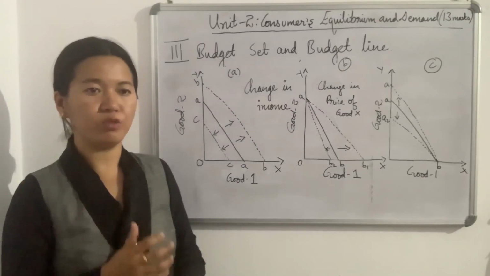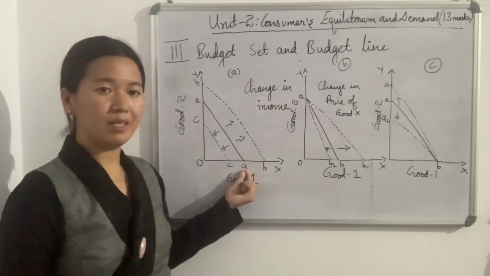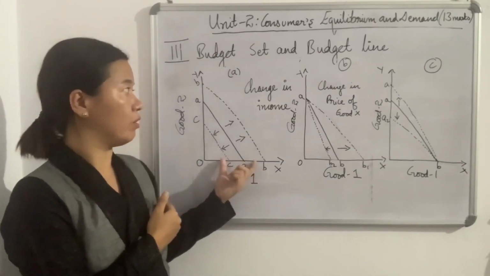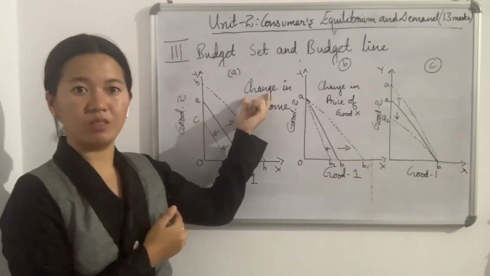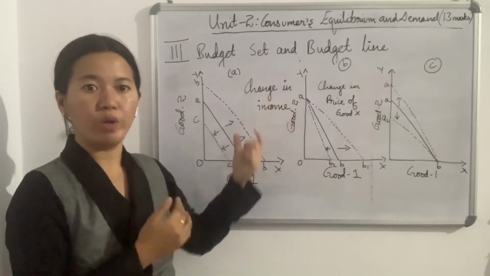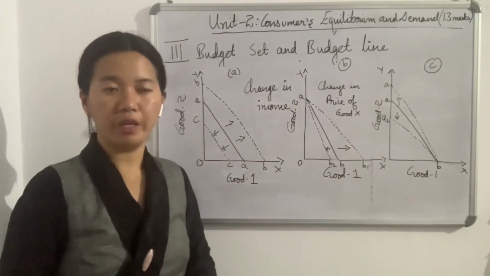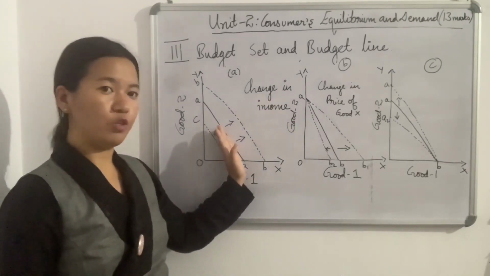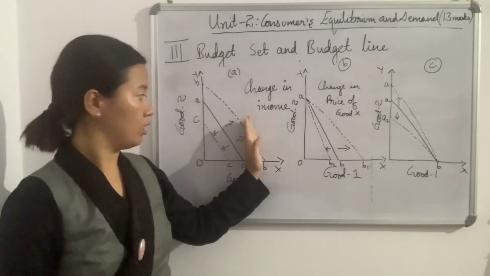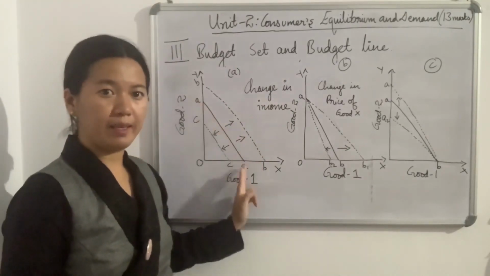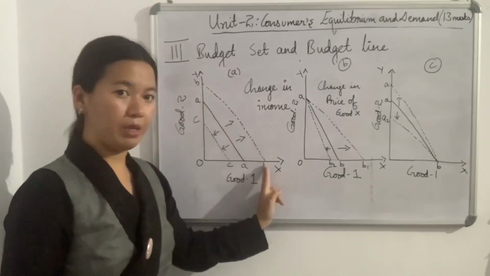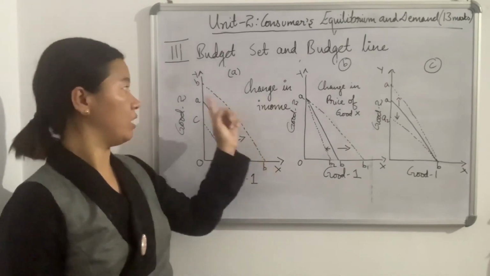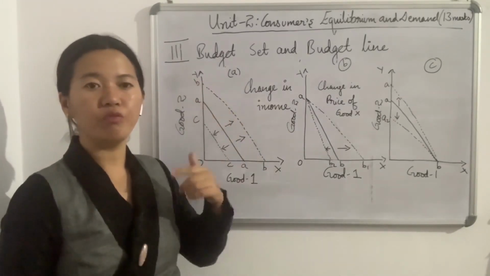First, let's go to the shift of the budget line. The budget line either shifts rightward or leftward. The main reason is the change in income. When you have more income, you will be able to purchase more of both the commodities. Therefore, your budget line will shift towards right, that is from budget line AA to budget line BB, because you will be able to purchase more of good X as well as more of good Y because of more income.